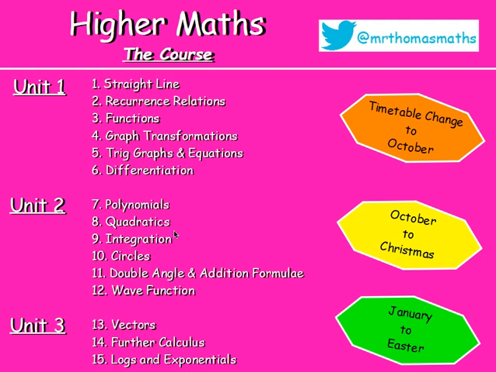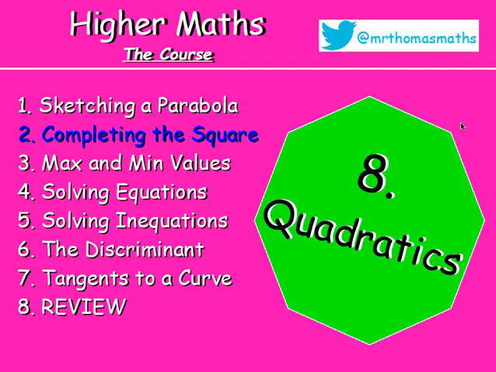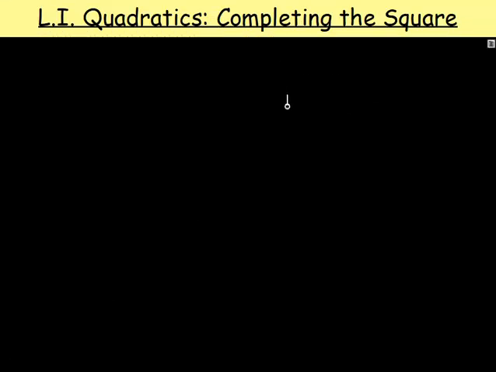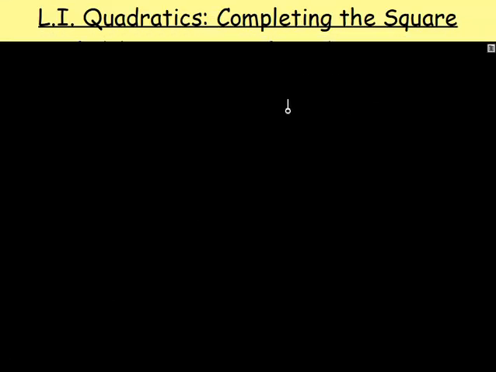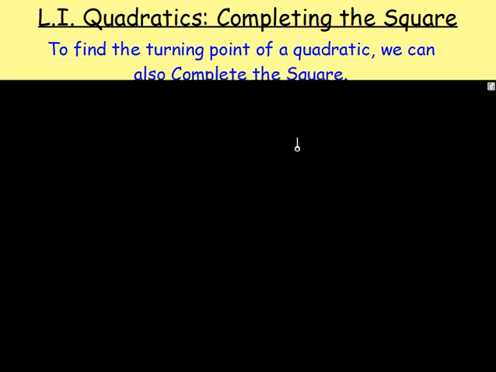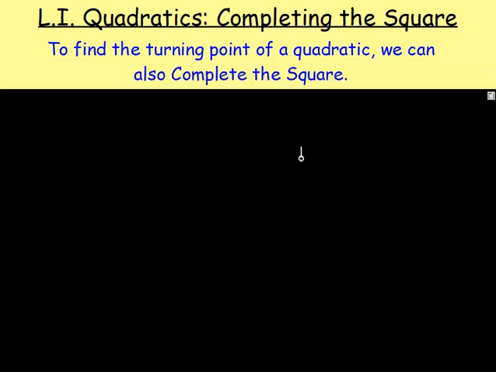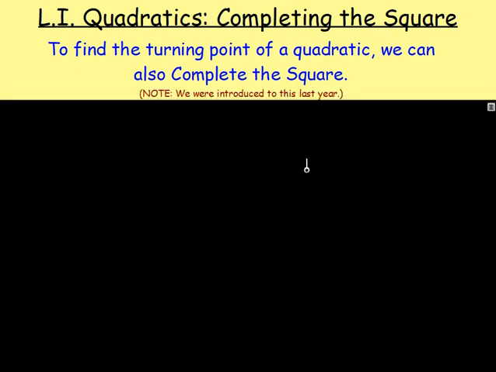Yo ho ho! Here we are with chapter 8, lesson number 2, completing the square. Now if I asked you to find out the turning point of a quadratic, you could do it different ways. One way is to go through the steps that we did in the last lesson, but another way to do it is to use what's known as completing the square. This is something that we have come across before. You were introduced to it last year.